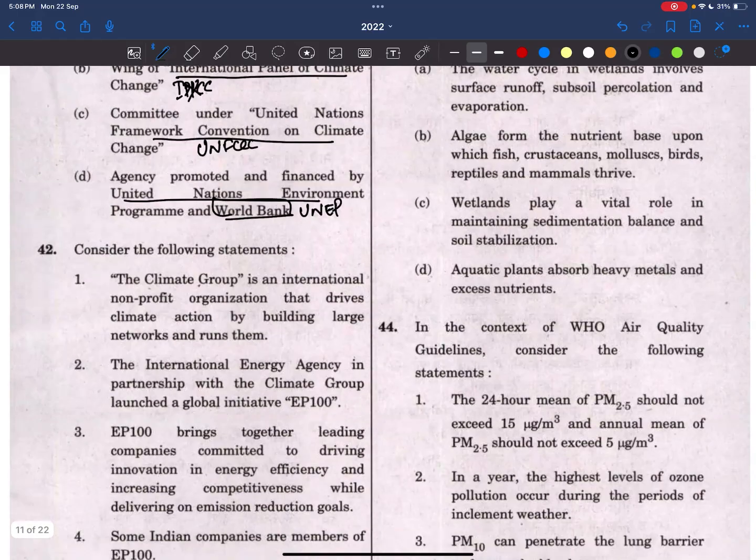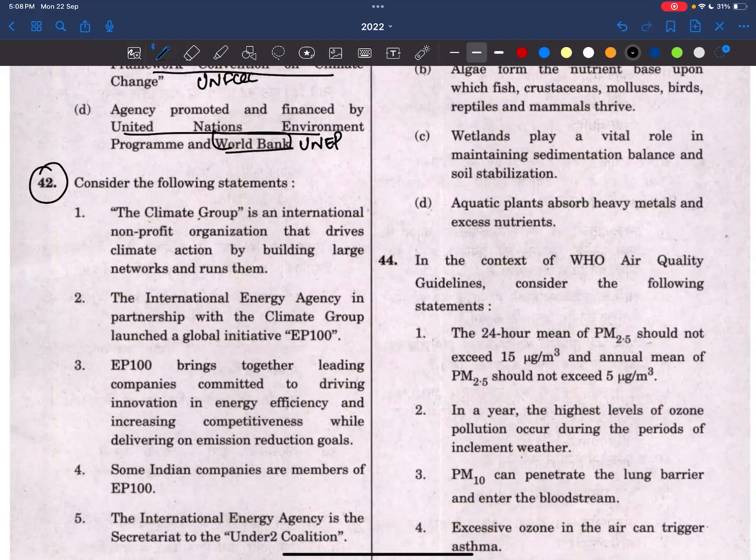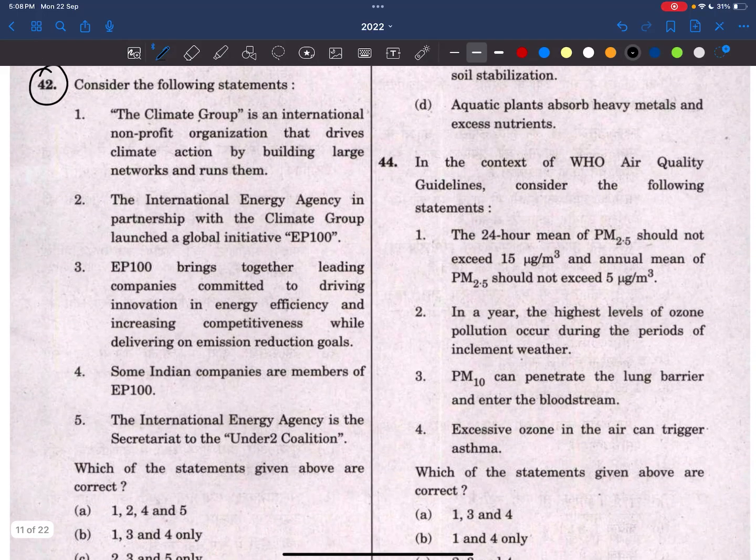Okay. Coming to 42nd question. Consider the following statements. The Climate Group is an international non-profit organization that drives climate action by building large networks and runs them. Yes, this statement is true, friends. International Energy Agency is in partnership with Climate Group, launched a global initiative, EP100. No, this statement is false.